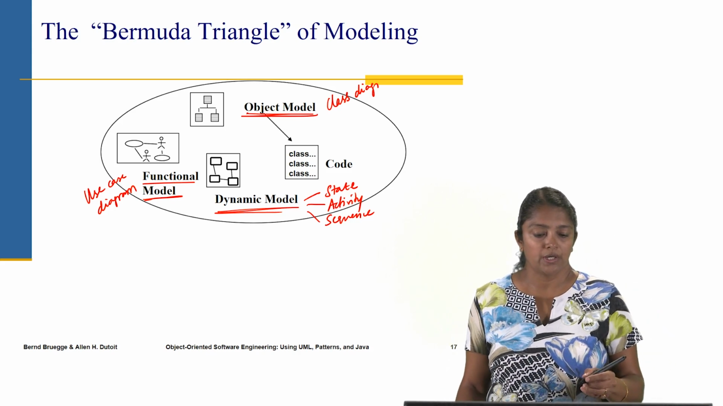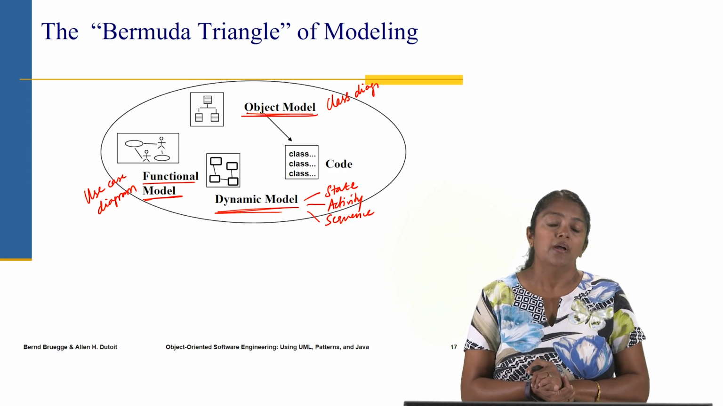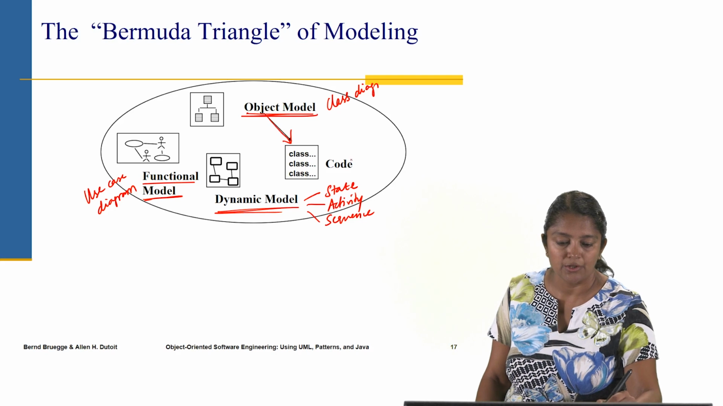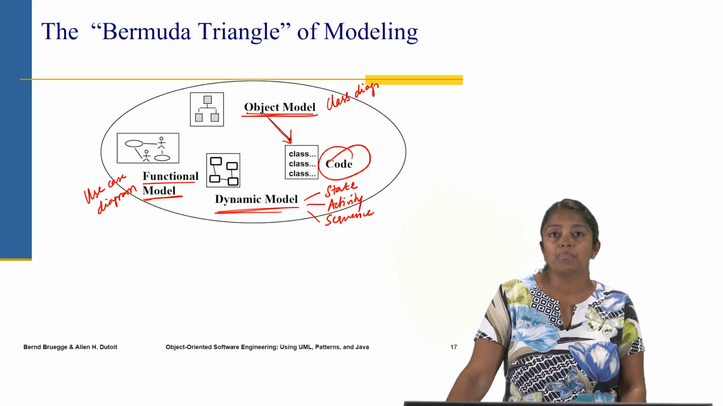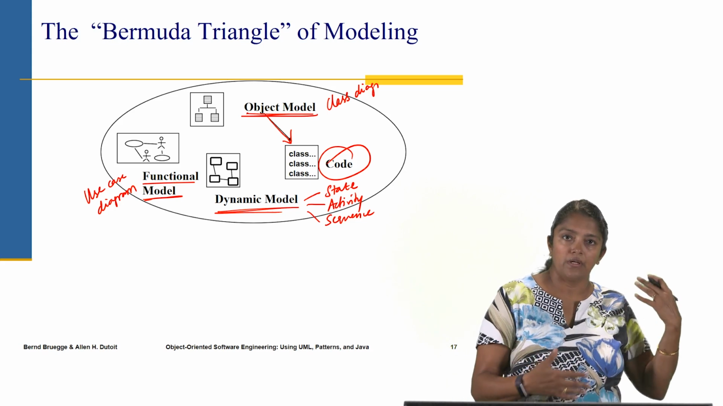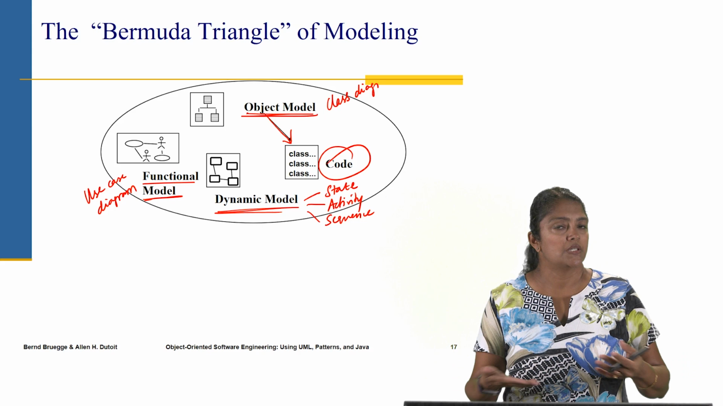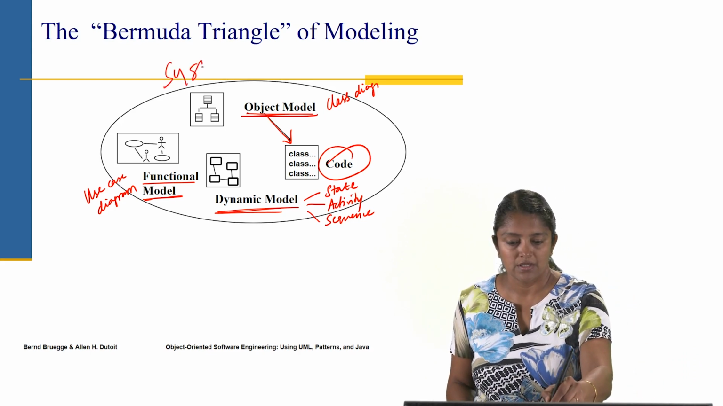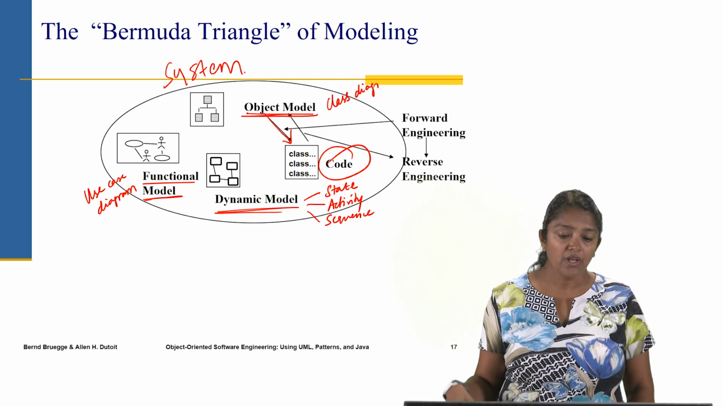And also there's tool support for it, and these tools automatically take these models and convert them into code. So an object model can be converted into template code. Of course, the code logic needs to be added to it, but the template code is produced by the tools. So this is basically our system modeling part of the triangle.